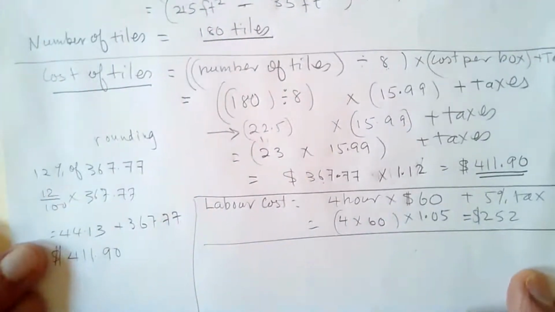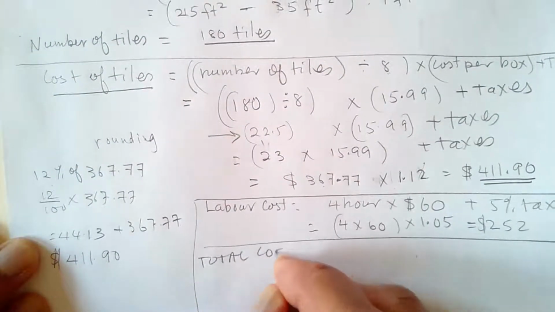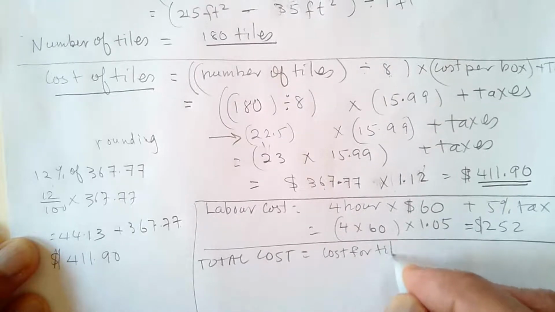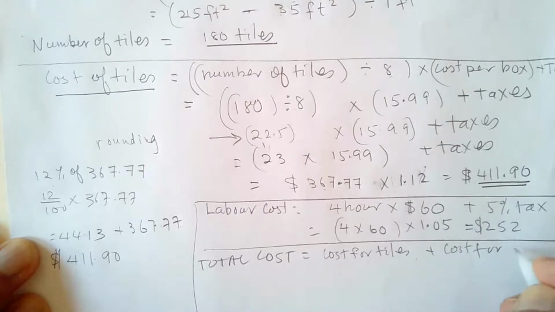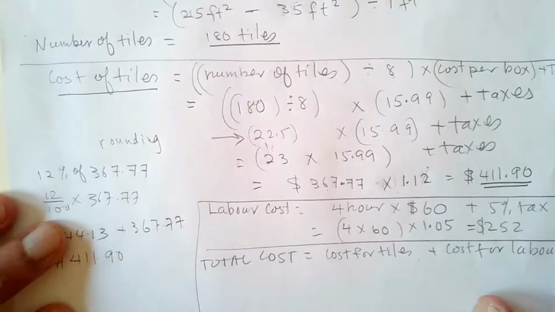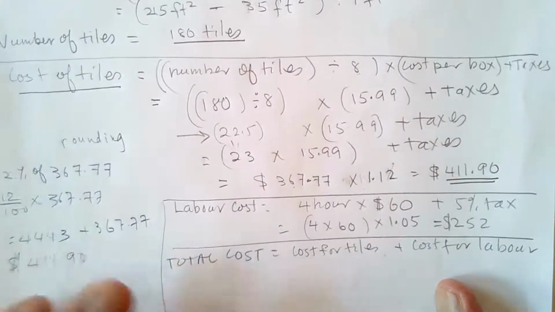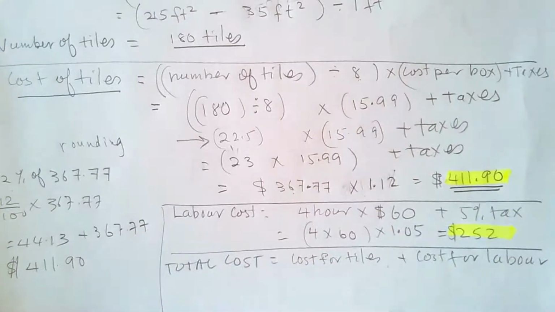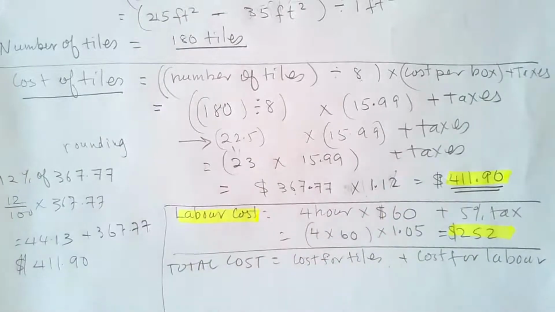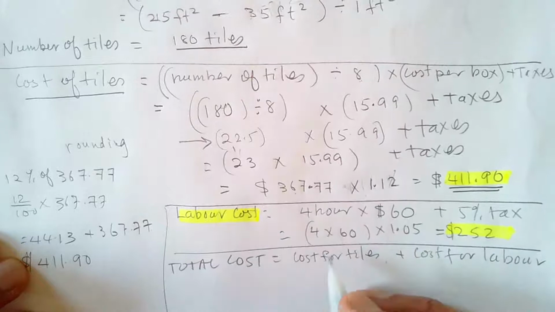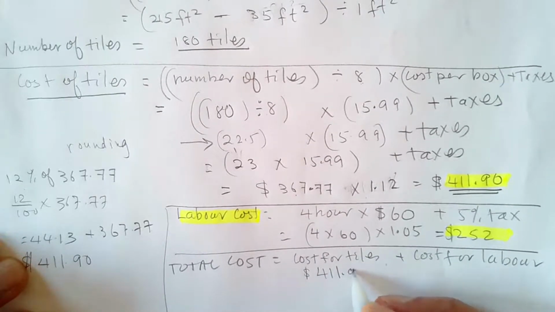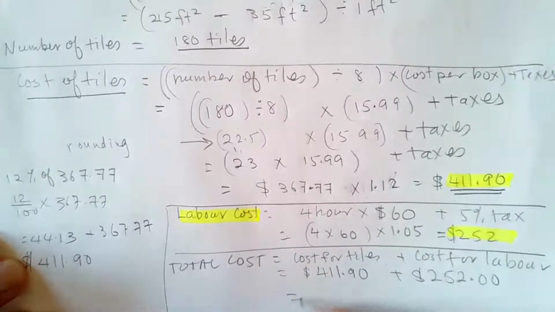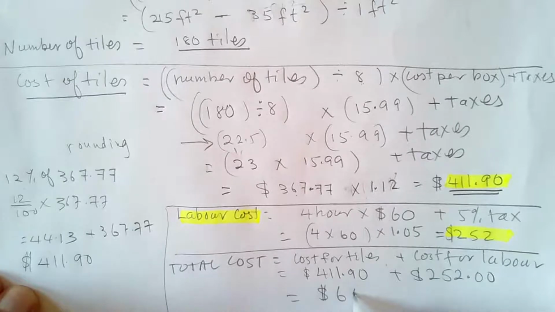So we can conclude our total cost is the cost for tile plus cost for labor. The cost for tile is 411.90, so I highlight that. So there are two costs, labor cost and cost for tile. $411.90 plus cost for labor, $252, works out to be $663.90.